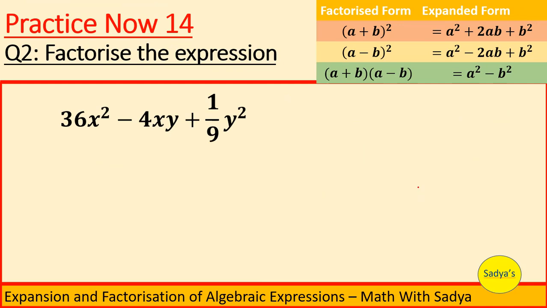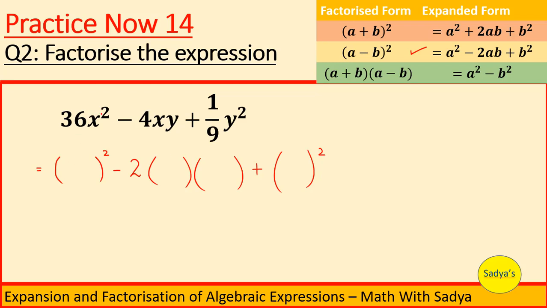Let's solve question number 2 now. Again we can see there are three terms and there is a negative sign. So in the expanded form, which identity has a negative sign and a positive sign and three terms? This is the second identity. So we try to write the structure first: a square minus 2ab plus b squared.